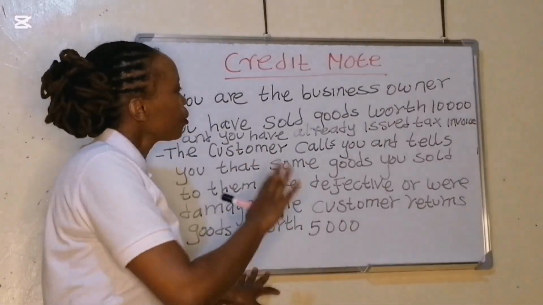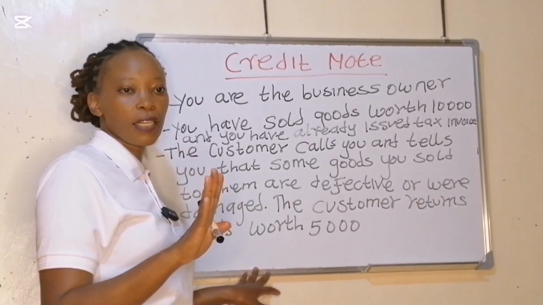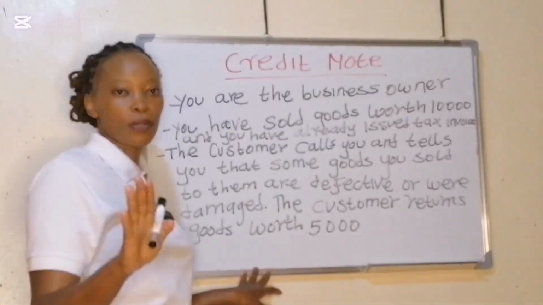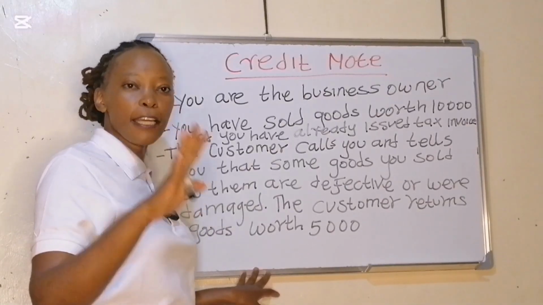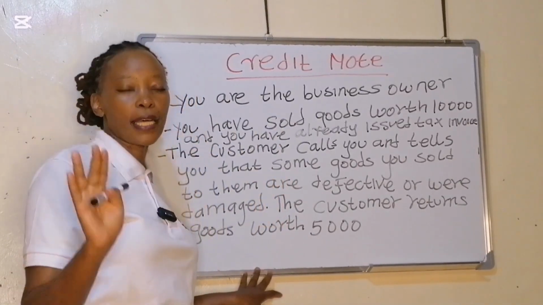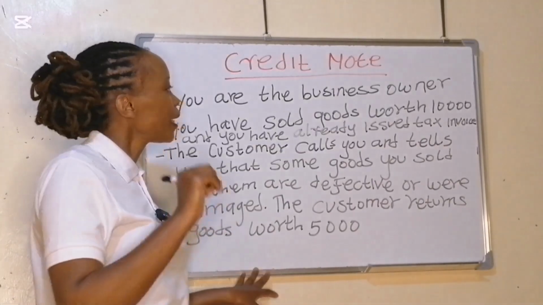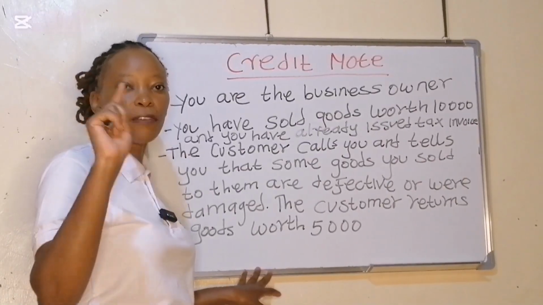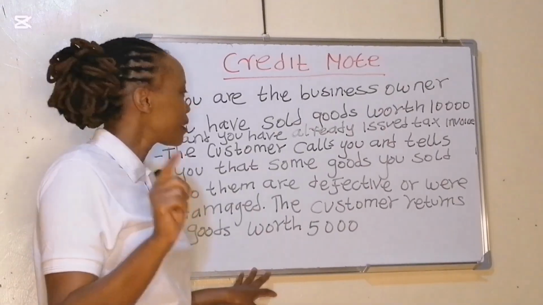When you sold these goods to them, you issued a tax invoice, so they were supposed to pay you 10,000. Now they have returned goods worth 5,000, so they are supposed to pay 5,000. But the invoice reads that they are supposed to pay 10,000. What do you do as a business owner to make these changes in your financial records?